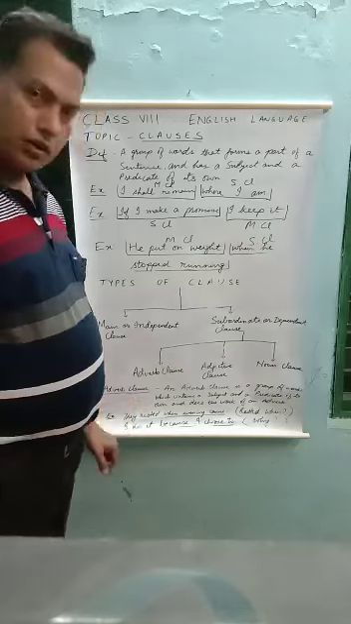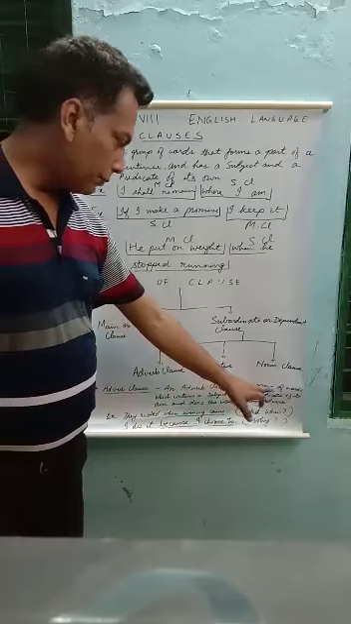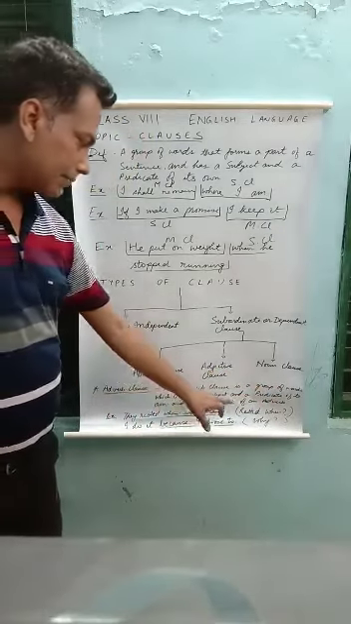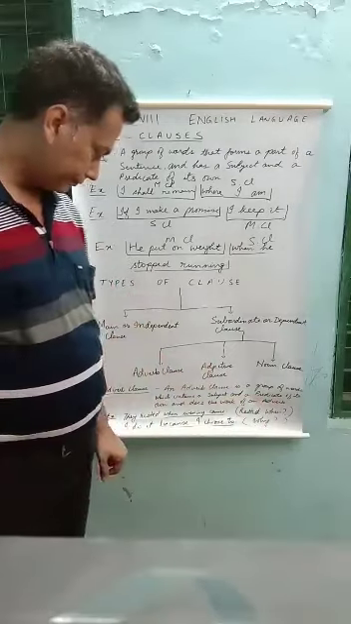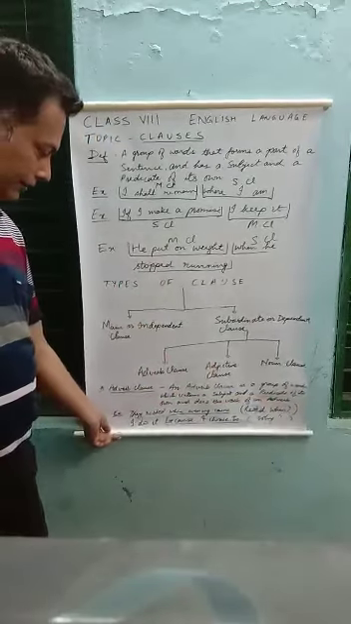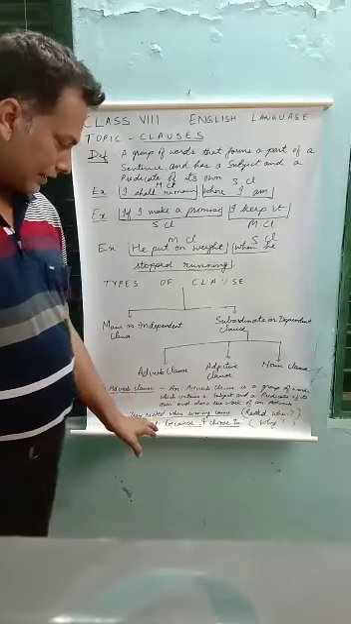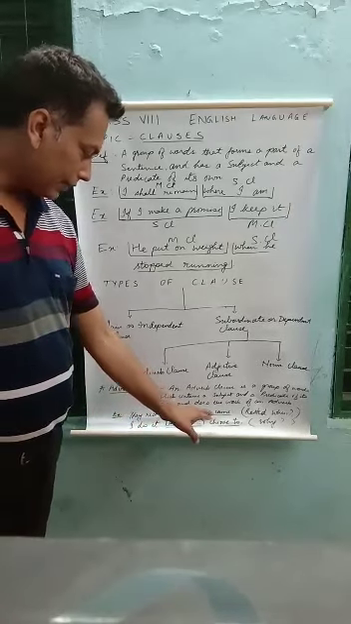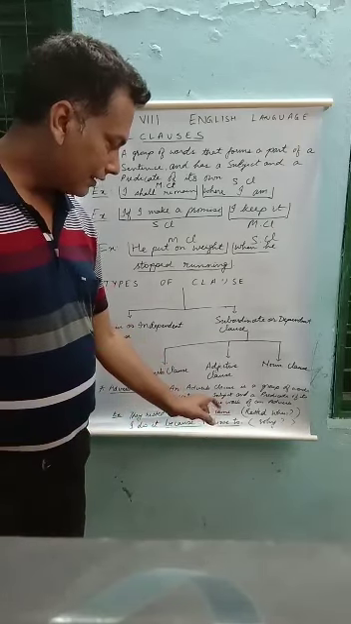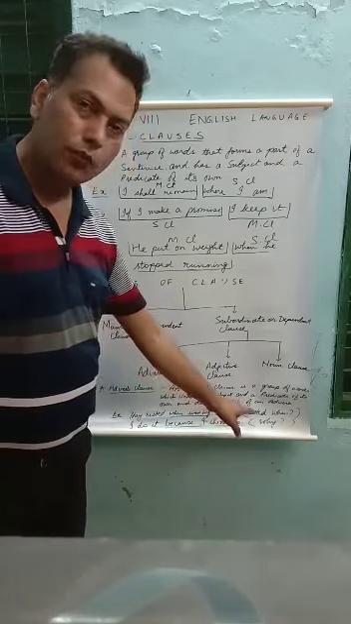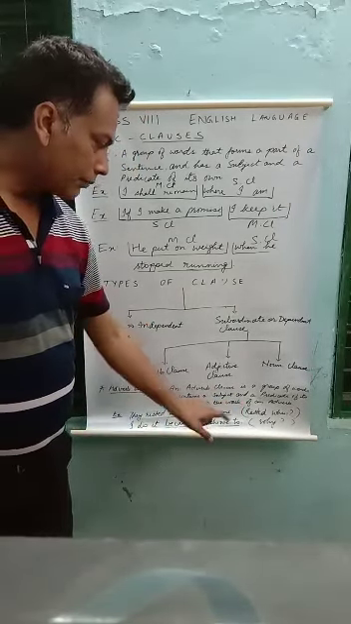Now, adverb clause. What's an adverb clause? An adverb clause is a group of words which contains a subject and a predicate of its own and does the work of an adverb. Let's understand with the help of an example. They rested when evening came. In this sentence, when evening came is the adverb clause. How? As it is answering the question when they rested: when evening came. So this is the adverb clause.